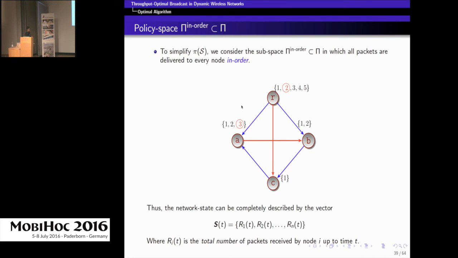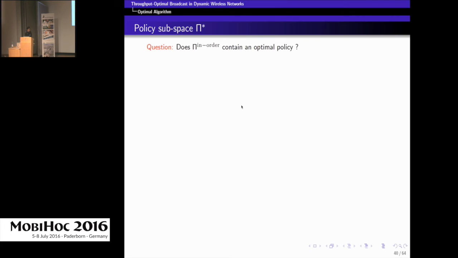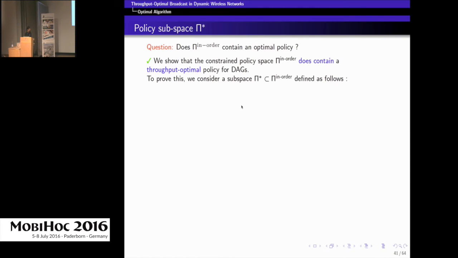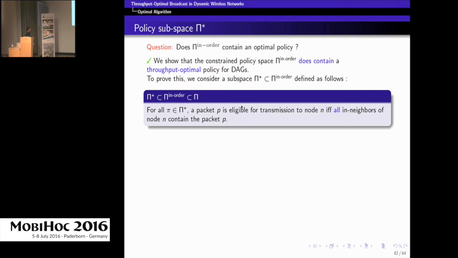So it is very easy to describe, but the real question is, does there exist an optimal policy in this pi-in-order policy space? That is what we first prove. We prove that yes, there does exist an optimal policy that resides in the pi-in-order policy space if we restrict our topology to be a directed acyclic graph. And to prove this, we considered another subspace, pi star, that is defined as follows.